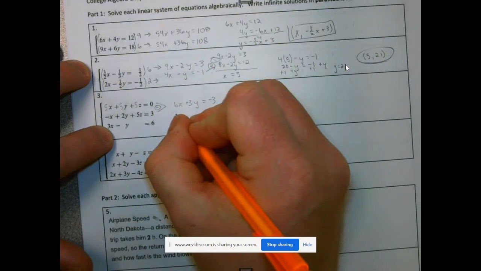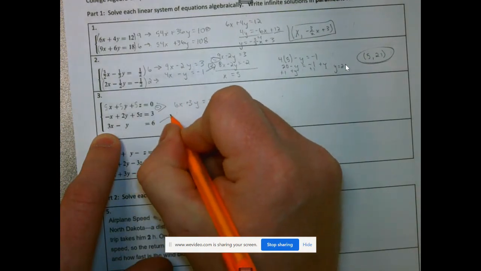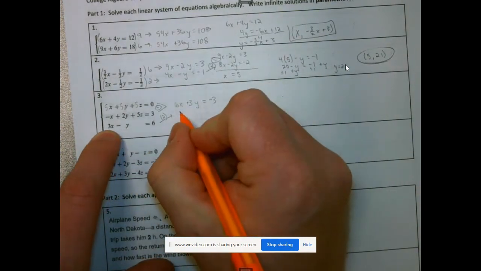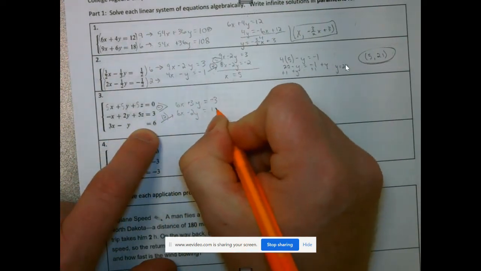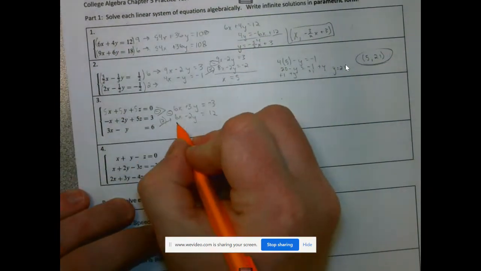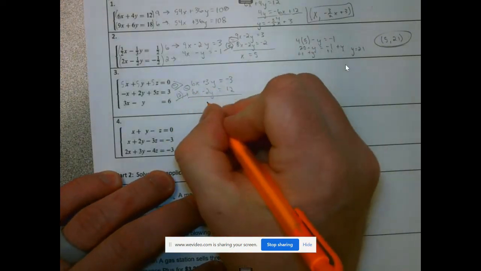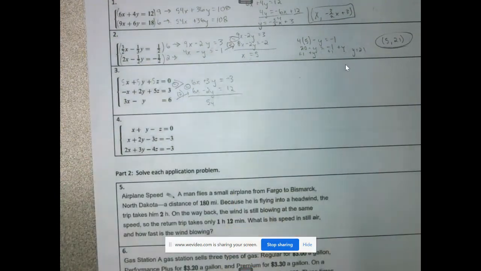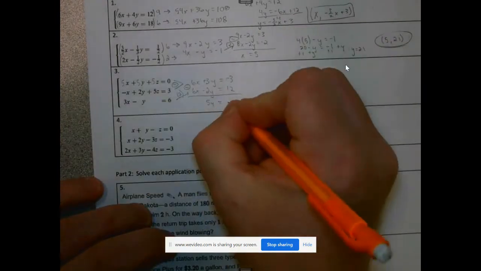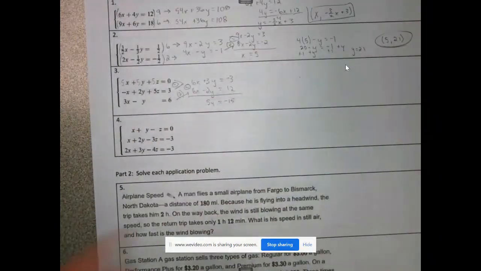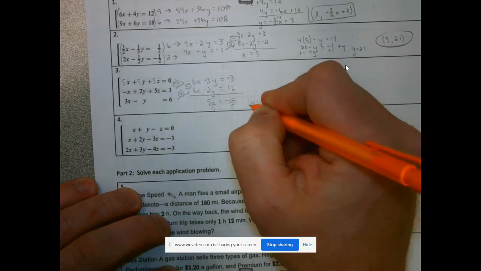And then you can rewrite this one, but I notice here that I want my x's to cancel. So when I rewrite this one, I'm actually going to take it times 2. So 3 times 2 is 6x minus 2y equals 12. And then we will subtract those. So 6 minus 6 goes away, 3 minus negative 2 is 5y, and negative 3 minus 12 is negative 15. If I divide by 5, y equals negative 3.